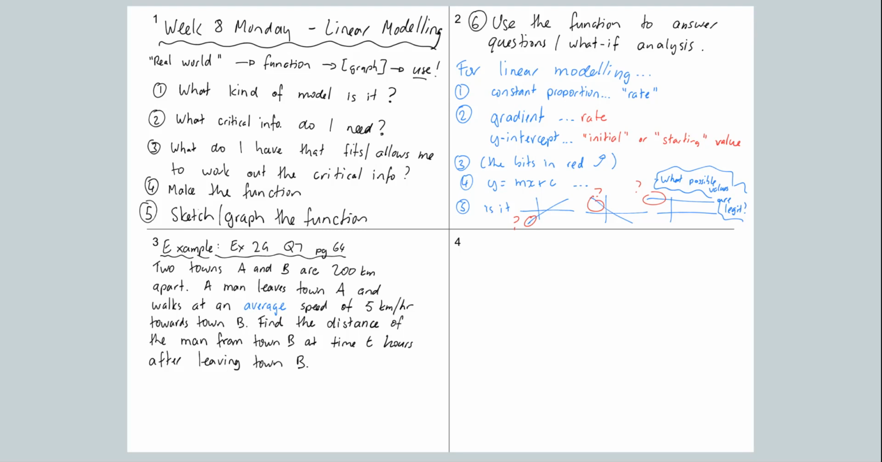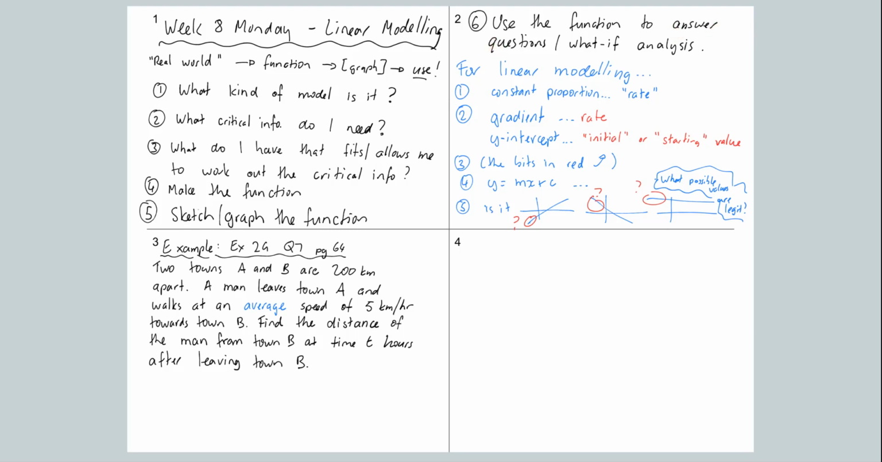Now, what I've said in number 6 there, use the function to answer questions or do a what-if analysis. I don't necessarily mean that in the banal kind of way, like what is the distance when t equals 7, that you might be given in a textbook or even in a test. But just pulling back from exams and tests and all that, if you've got this linear model, once you have the function, you can then ask yourself questions.